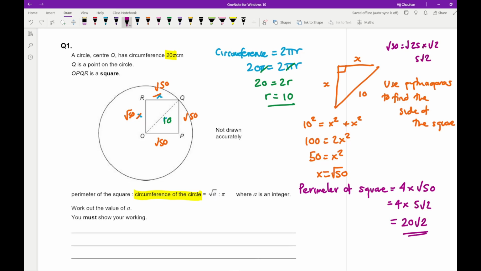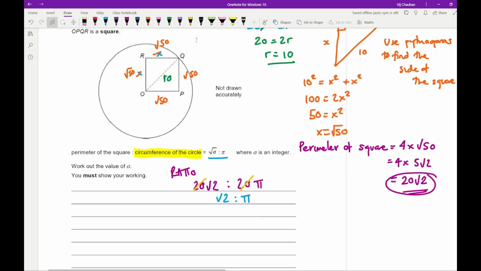So all I then need to do is convert this into the ratio. So here the ratio is going to be 20 root 2 to the circumference of the circle, which is 20 pi. And then from this we can cancel out the 20s. So we're just left with root 2 to pi. And then we can see that that is exactly in the format that we want. So therefore, A equals 2.